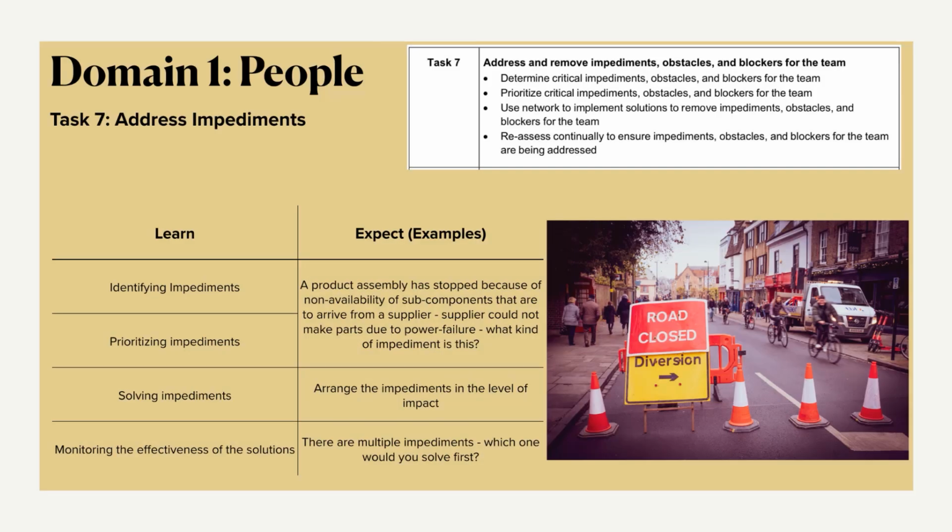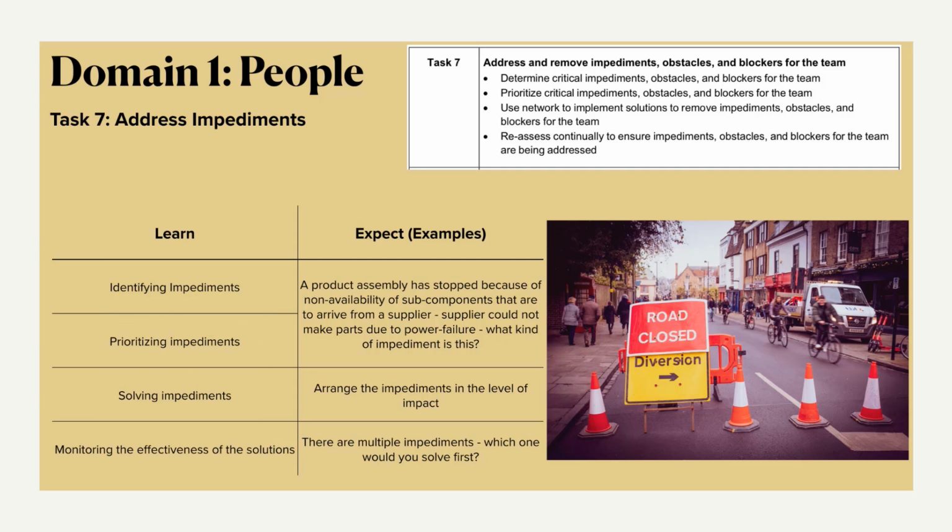what does PMI mean by impediments? Any sort of hindrance or any obstruction in doing something, that is an impediment. It's something which keeps us from the flow, like a hiccup when we speak, or a diversion on the road. The more impediments we have, the slower the project is going to run. So as a project manager, our job is to identify these obstacles, prioritize them, and solve them.